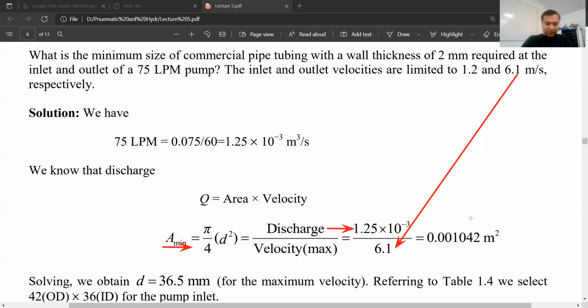Okay, anyone else got a different answer or just me? So this is 1.25 times 10 to the minus 3 divided by 6.1. So I got the answer 2.049. Yeah, I got the same. 10 to the minus 4. So this answer is 2.0491 times 10 to the power minus 4. So the answer here is incorrect.